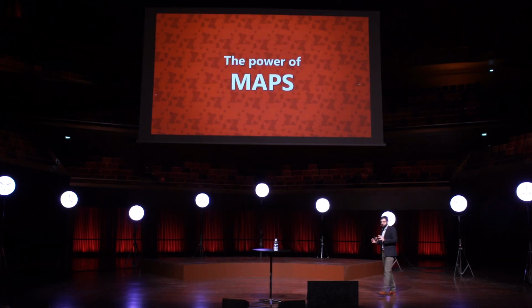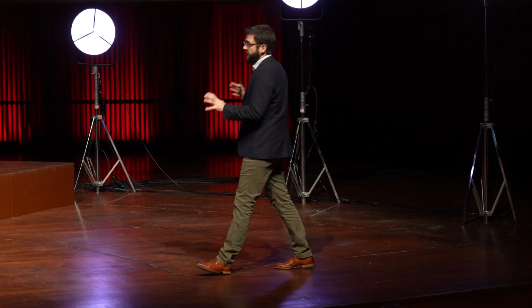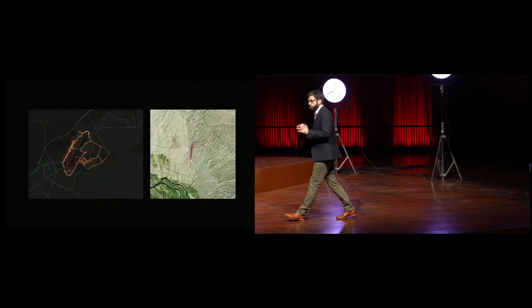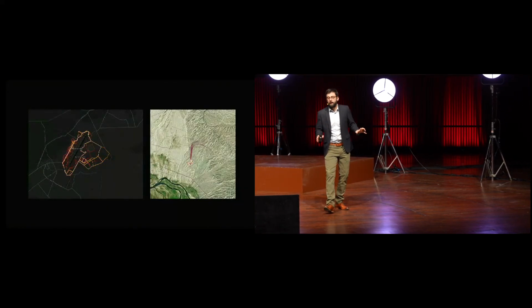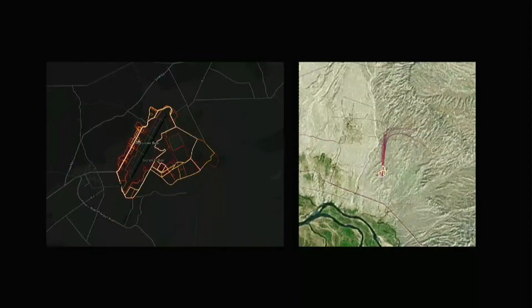So just to finish up, for the last few slides I wanted to talk about the power of maps, the things that maps can do that perhaps other things are less good at. So the first example is one where a map has shown something it probably shouldn't have done. And I was talking at the beginning about the Strava data set.